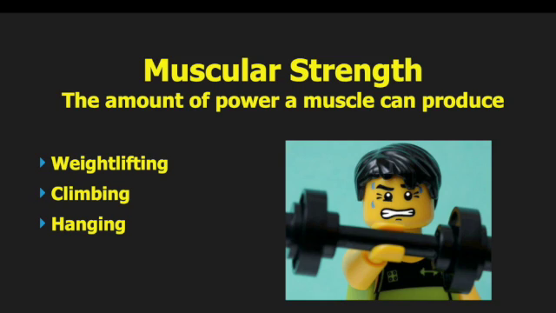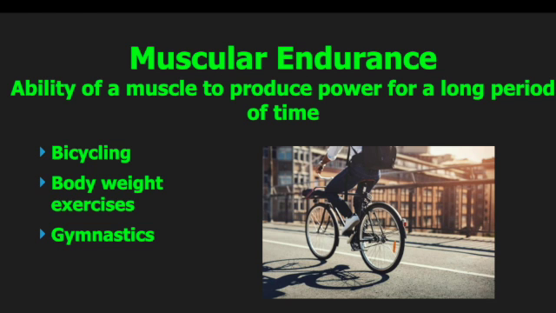Muscular strength is how much power you can produce at one time. So lifting a weight as heavy as you can, that would be your maximum muscular strength. Usually you don't use your maximum muscular strength, but usually what you use is your muscular endurance, and that's producing power for a long period of time. So bicycling is a great example because you don't use your max power, but you do have to produce power for a long period of time to keep bicycling.